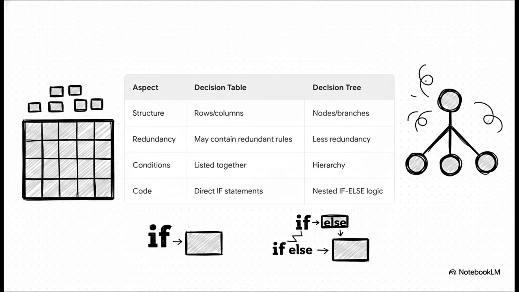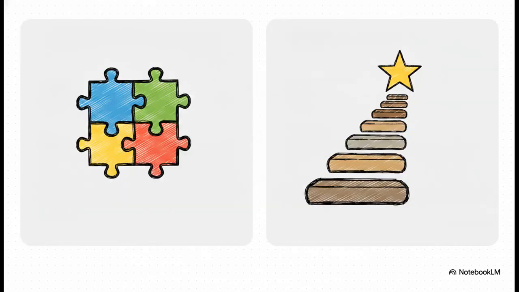A decision tree, on the flip side, uses nodes and branches to break conditions down into a hierarchy, which naturally cuts down on redundancy. And when it's time to actually write software based on these, tables translate directly into straightforward if statements, while trees map out beautifully into nested if-else logic. So here's the ultimate takeaway. Which one you choose depends entirely on the specific problem you're trying to solve.